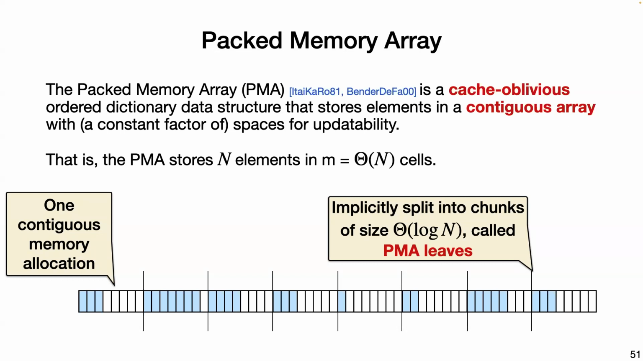Is this a type of fractional cascading, or is this a different thing? Oh, sorry, this is a different thing. We're done with LSM trees. This is a completely different, separate cache oblivious data structure. What does cache oblivious mean? It means you don't need to know the cache parameters, like you don't need B or M.